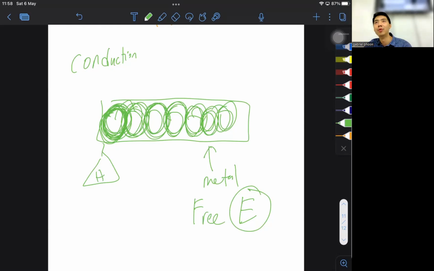Only conductors have free moving electrons. Plastic, wood, glass, all those, right? The molecules will still vibrate, but you cannot write the free moving electrons. Very important. But if it's metal, you must write the free moving electrons. Usually it will be included in the mark scheme.